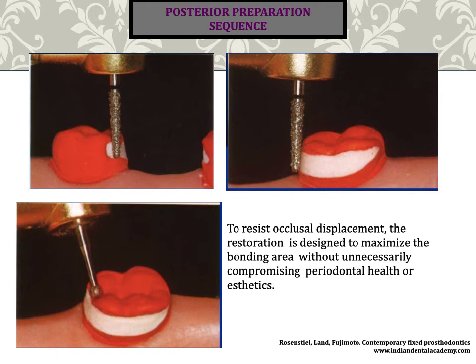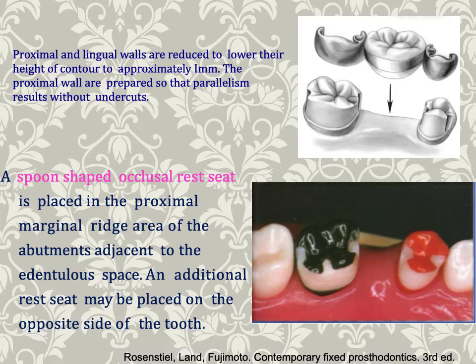This slide shows the sequence of posterior tooth preparation for resin bonded bridges. To resist occlusal displacement, the restoration is designed to maximize the bonding area without unnecessarily compromising periodontal health or aesthetics. The first picture here shows the proximal and lingual walls are reduced to lower their height of contour to approximately 1 mm. The proximal walls are prepared so that the parallelism results without undercuts.